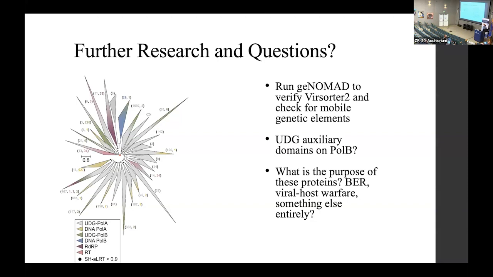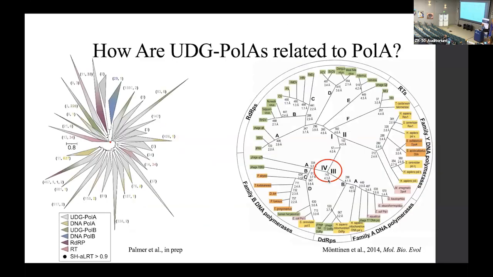Hi, Ryan. Really cool talk. I was wondering about the alignment that you made for the UDG fusion for pol A: is it truncated, or is the fusion outside of the regular pol A domain, and is it N-terminal, C-terminal? Is it in the middle? And did you have a tree that's inferred with that truncation and the full length?